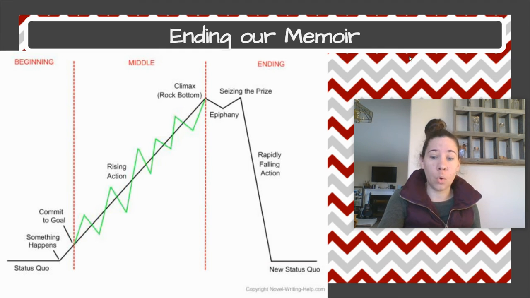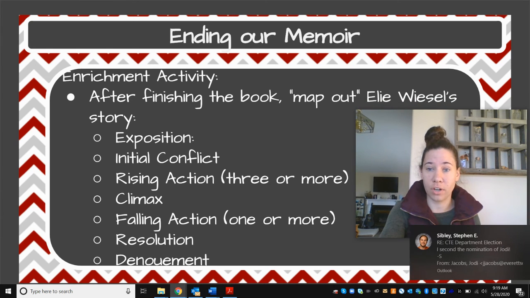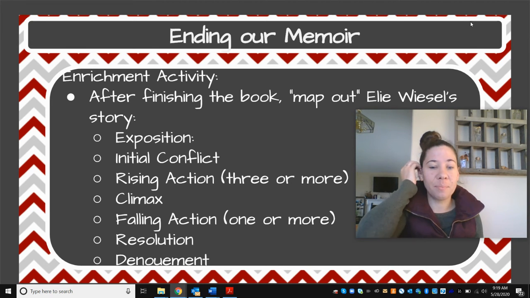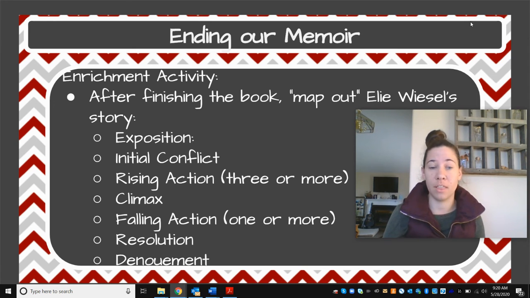The goal is to look at how Elie Wiesel structured his story and then kind of mimic it. So on Monday and Tuesday, this was posted for you to map out Elie Wiesel's book, looking at the plot structure. So identify the exposition, initial conflict, rising action, climax, falling action, resolution, and denouement. Okay, so identifying what those are. I just walked us through most of that.